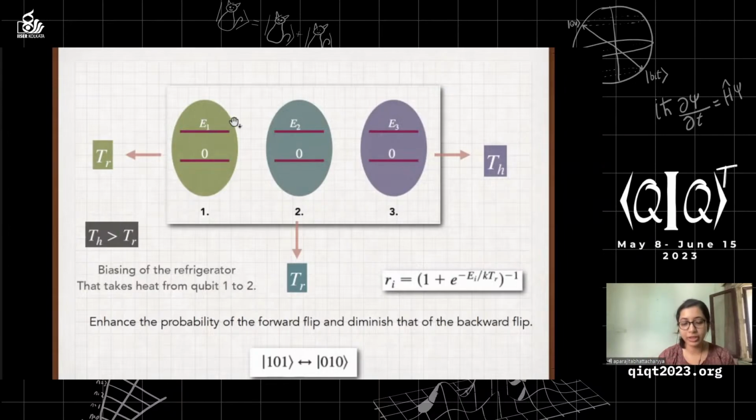So this is the object to be cooled. These two act as a refrigerator, and this is the spiral, this is the engine. And the first and the second qubit are kept at temperature TR, that is room temperature, and the third qubit is kept at a slightly higher temperature than this.